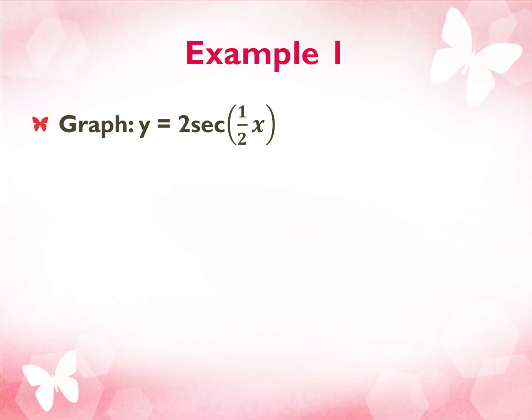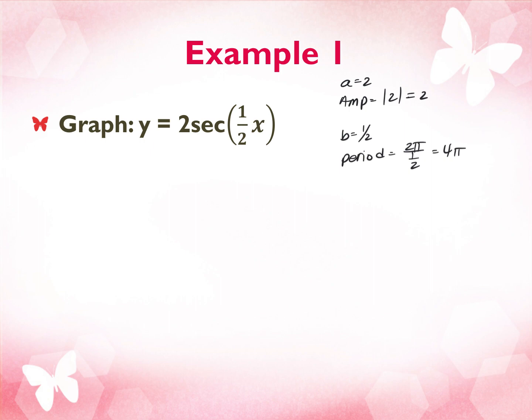So now let's actually graph it and see it in practice. We come over to here and we start out with our basic 2 secant of half x. We're going to notice that our a is 2, so I know that our amplitude is going to be the absolute value of 2, or 2. I know that my b is a half, and so my period is going to be 2 pi over the half. So my period is going to be 4 pi.